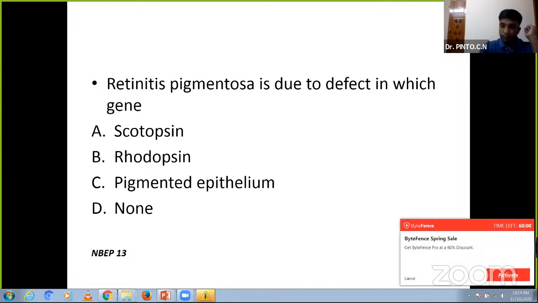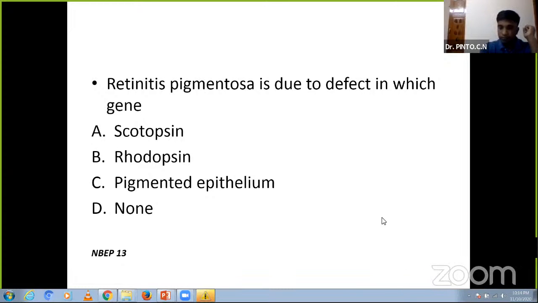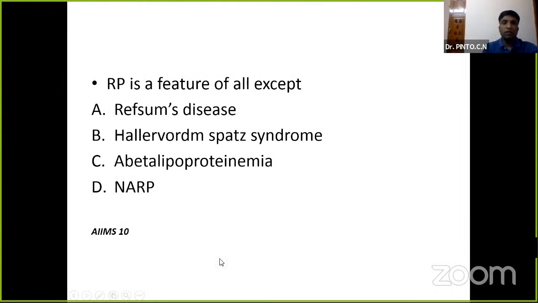So there is a defective gene which encodes the rhodopsin, seen in retinitis pigmentosa. RP is a feature of all except Refsum disease, Hallervorden-Spatz syndrome, abetalipoproteinemia, and NARP. NARP means neuropathy, ataxia, retinitis pigmentosa.